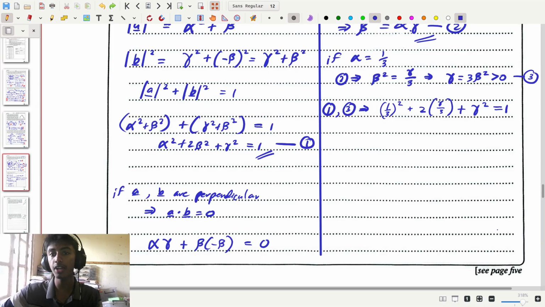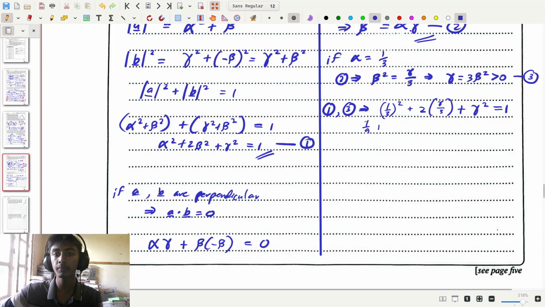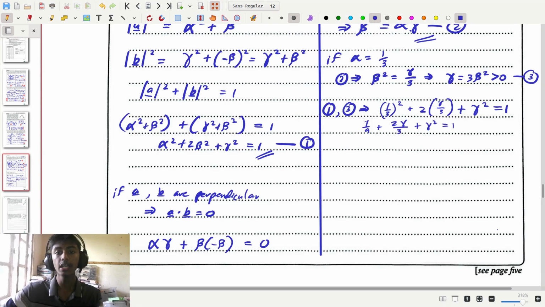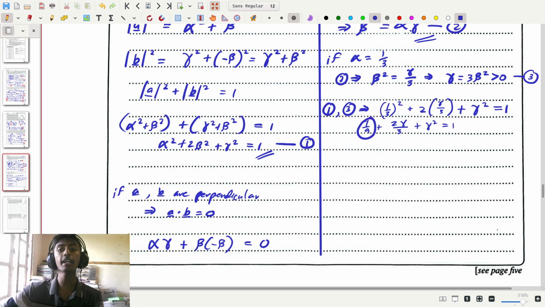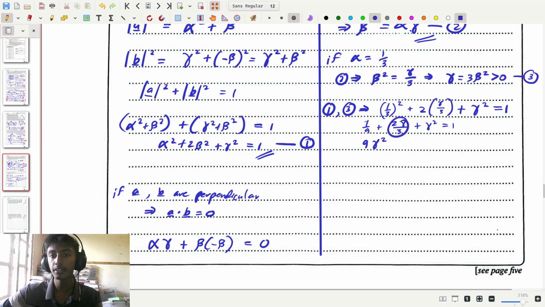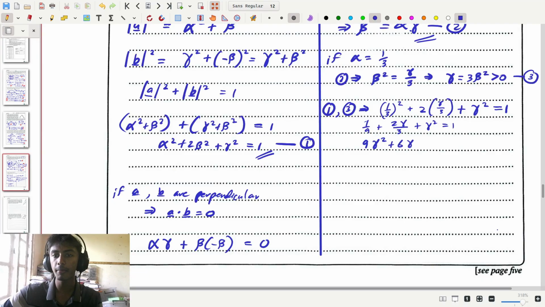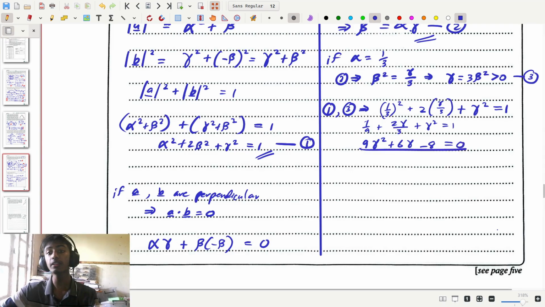If I simplify this down, we have 1/9 plus 2 gamma over 3, plus gamma squared equals 1. If we multiply everything by 9 and take everything to one side, 1 minus 9 gives us minus 8/9 here. Multiplying everything by 9, we get 9 gamma squared, plus 6 gamma, and then minus 8 equals 0. So we get this equation here.